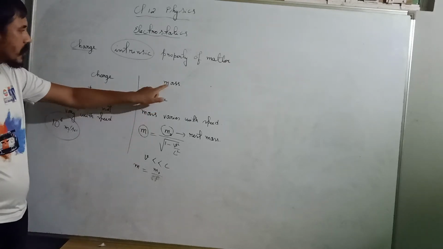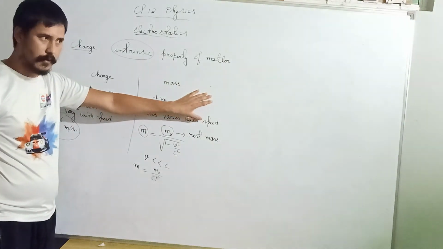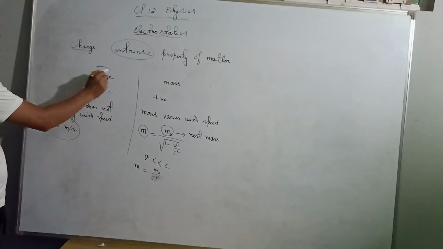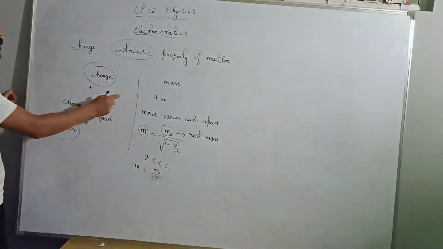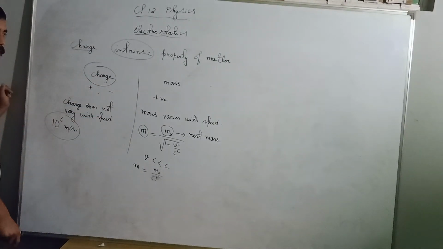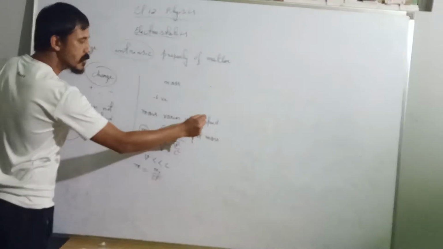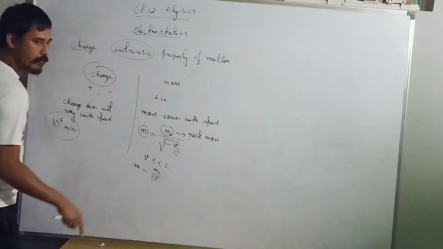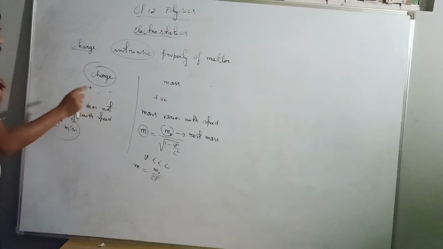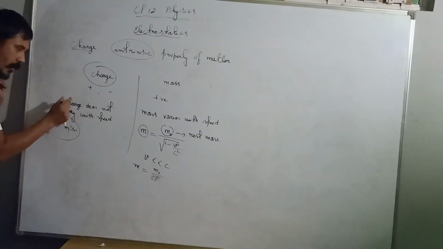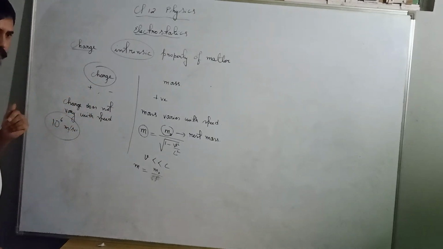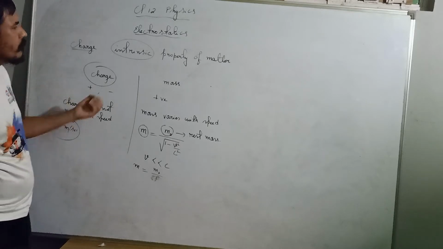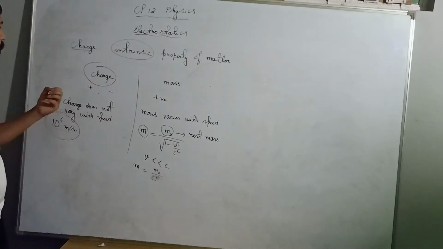Are you clear? Mass is always positive. You cannot get a negative mass. But charge, we have positive charge, we have negative charge. Protons are positively charged particles. Electrons are negatively charged particles. Mass varies with speed. The mass of an object changes with speed. But the charge of an object does not vary with speed. Is it okay? A charged particle may move at a very high speed, may move at a very low speed, but its charge does not change. The charge of an object does not change.